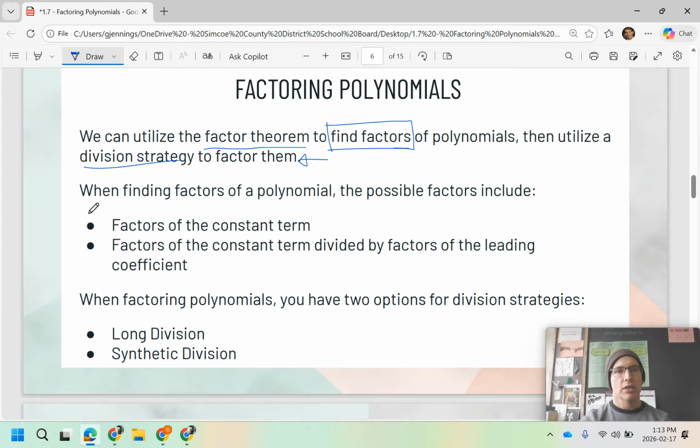Okay, so when you're finding factors of a polynomial, the possible factors are factors of the constant term.